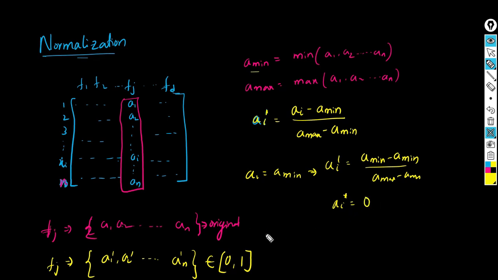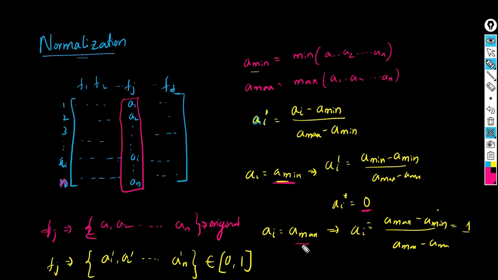Okay, and similarly for ai equal to a max, the maximum value in this data, at that time the numerator and denominator are going to be equal: a max minus a min by a max minus a min. Numerator and denominator are equal, so we will get the value of 1. For the a minimum we are getting 0. For the a maximum we are going to get the value of 1. This way we are limiting the values from 0 to 1.